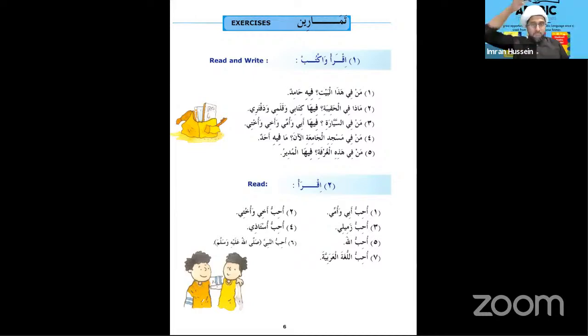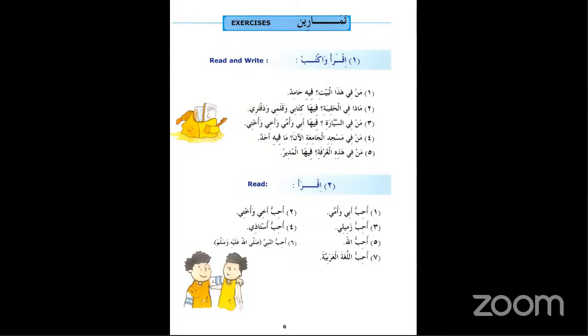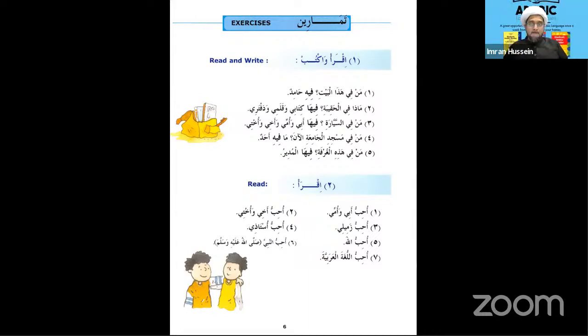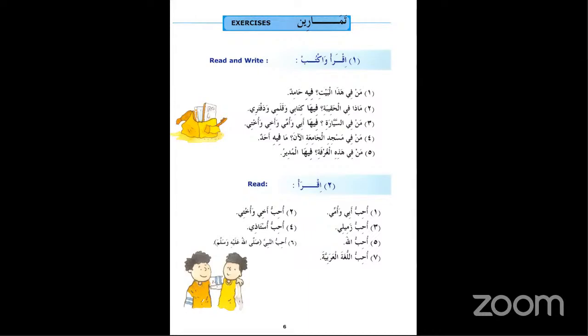Okay. Next person. Maza fil hakibati. What is in the bag? Yeah, so it's what is in the bag. فيها كتابي وقلمي ودفتري. In it is my book and my pen and my notebook. Next person.